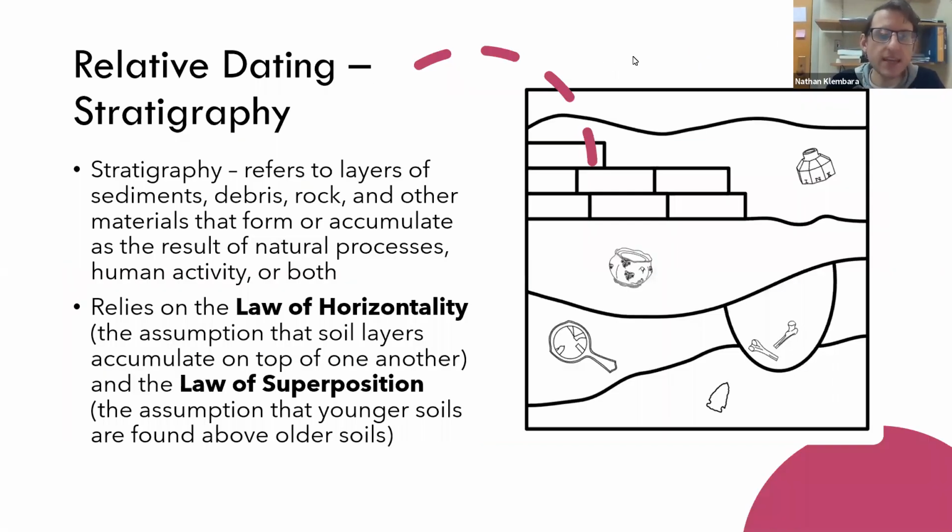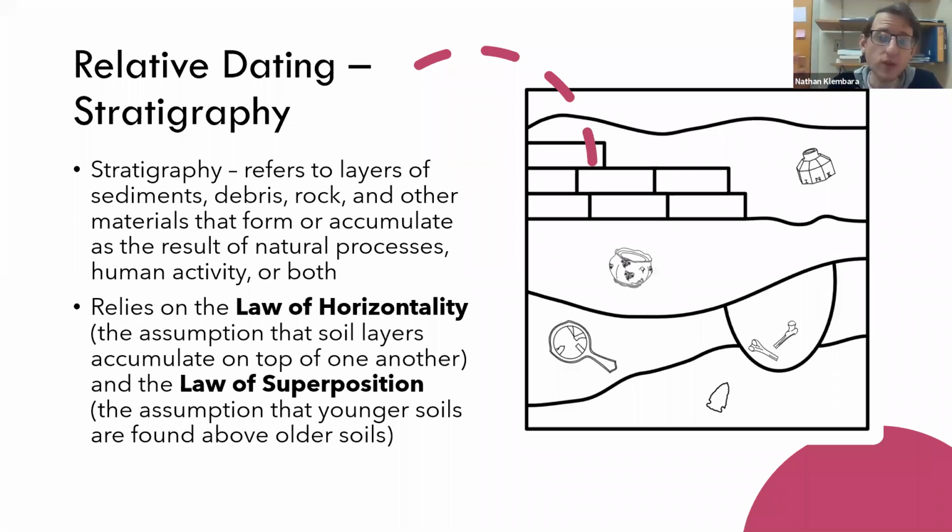So as I was just saying, the main relative dating method is stratigraphy. Stratigraphy refers to the layers of sediments, debris, rock, and other materials that form or accumulate as a result of natural processes, human activity, or both. So essentially, there are layers in the ground, and you can try to determine relatively how old something is based on which layer in the ground it comes from.